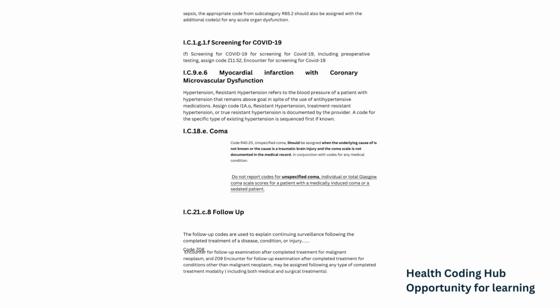or is due to traumatic brain injury and the coma scale is not documented. Additionally, the updated guidelines state that we should not use coma scale codes for non-traumatic coma caused by underlying conditions. Therefore, if you are using code R40.2, do not use the coma scale codes.